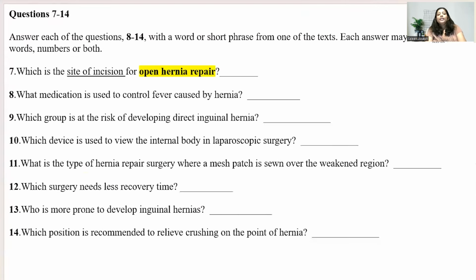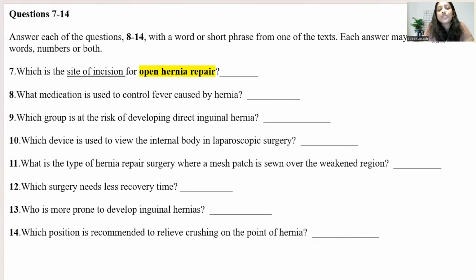Again, you have 4 minutes to complete these questions, 7 to 14. After reading the question, you need to identify which text it is from. Then you need to move to that text and identify the answer. So your time starts now.